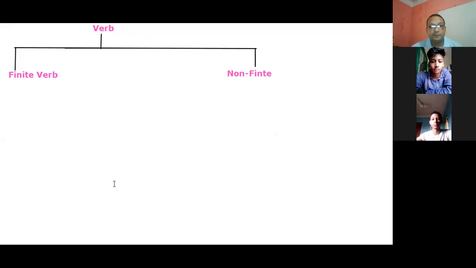Auxiliary means helper. Think of the work of a helper. What does a helper do? It helps others. A helper always helps others. So auxiliary verb is also called helper or helping verb. It helps the other verbs or principal verb. It helps the principal verb to complete the meaning of a sentence.